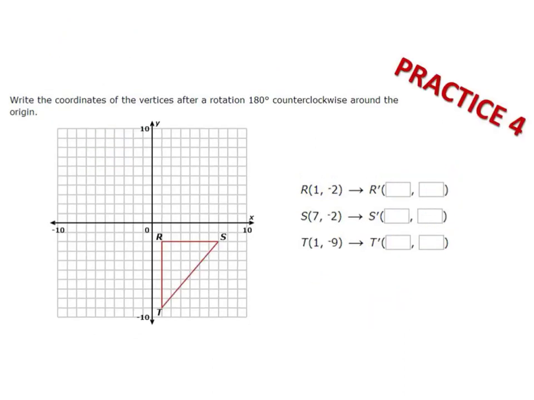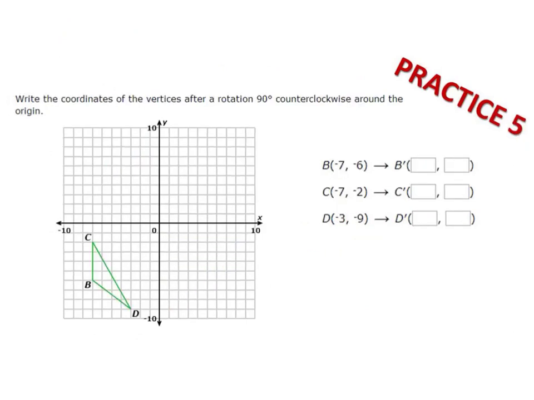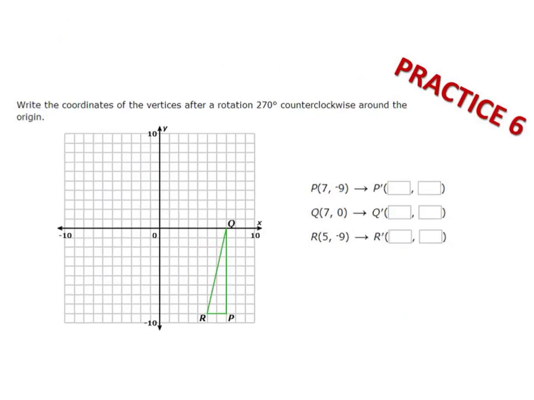Okay, your turn. Practice 4. Write down the new coordinates after a rotation of 180 degrees. Practice 5. Write down the new coordinates after a rotation of 90 degrees. And the final one, write down the new coordinates after a rotation of 270 degrees.